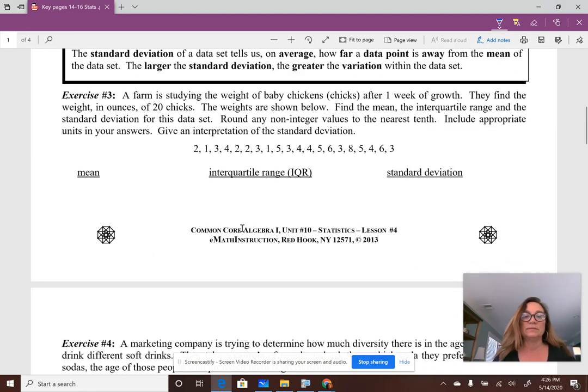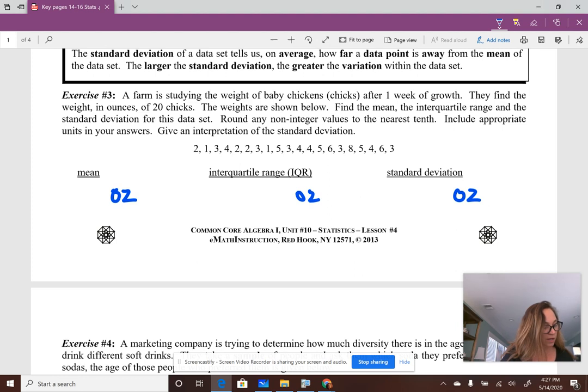Okay? A farm is studying the weight of baby chicks after 1 week of growth. They found the weight in ounces of 20 chicks. The weights are shown below. Find the mean, the interquartile range, and the standard deviation, rounded to the nearest tenth. Okay, so all of these are going to be in ounces, because you have the same label as your data set.